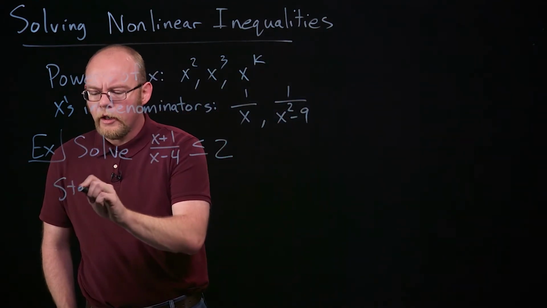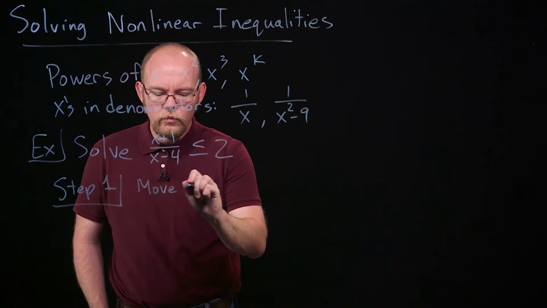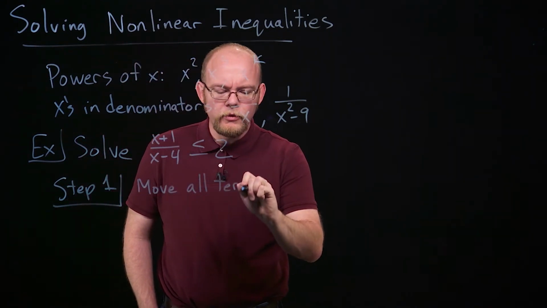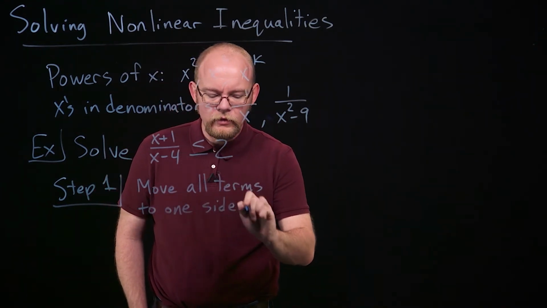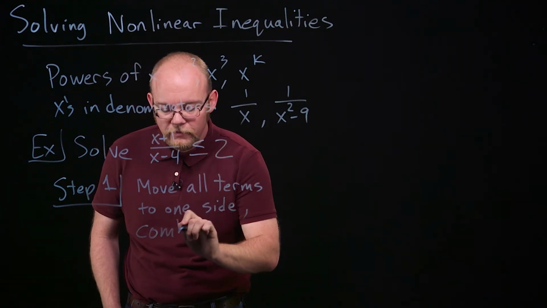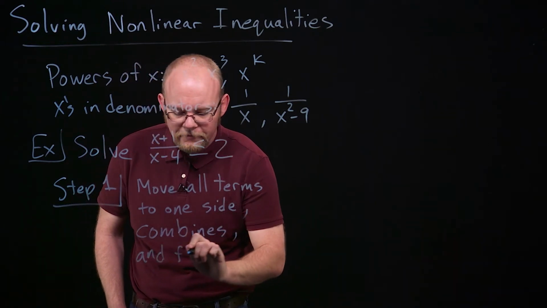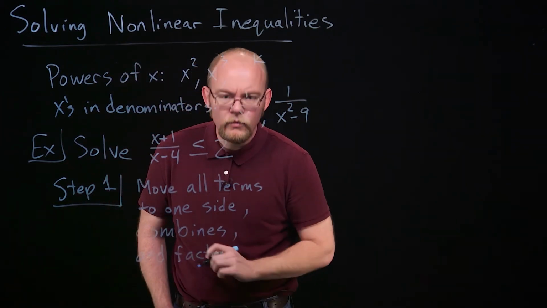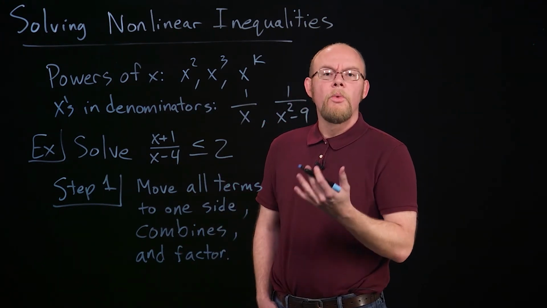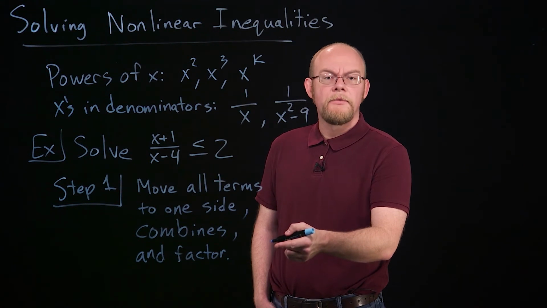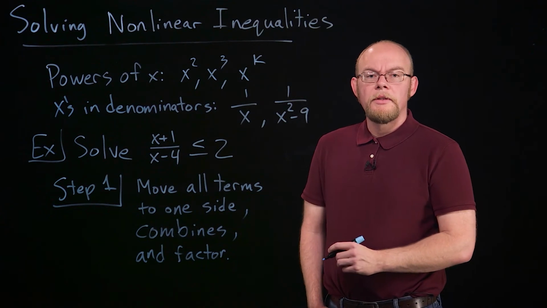So step 1. We're going to move all terms to one side. We're going to combine terms, and then we're going to factor. Okay? So this is 3 smaller steps that combine to do one big thing. So let's do these algebraic steps first and see where this leads us. So let's combine these steps into one and see what happens.